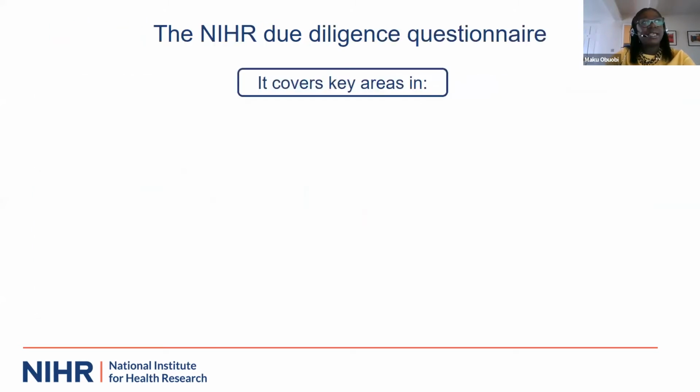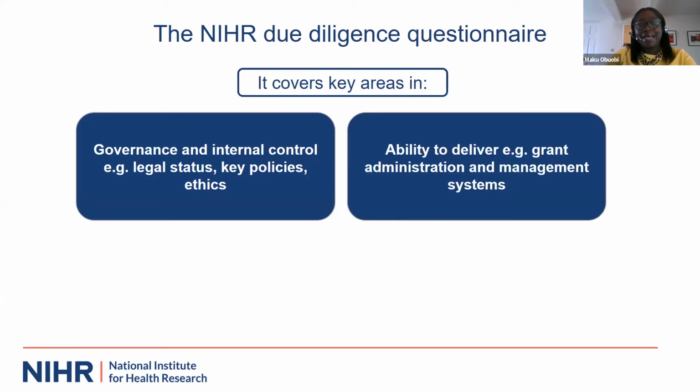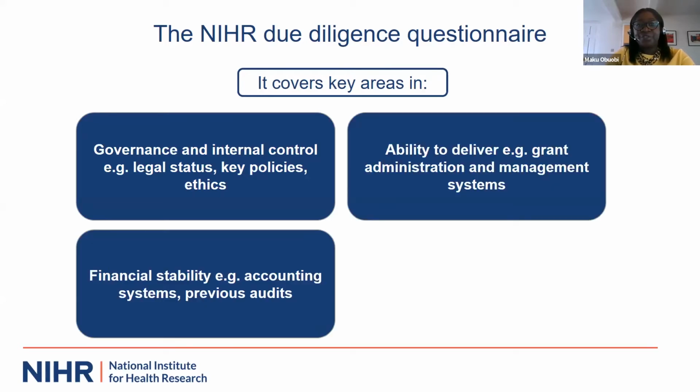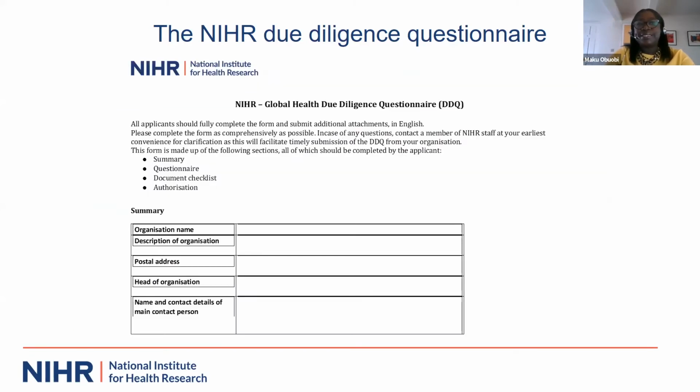Okay, so the NIHR due diligence process is divided into four key areas. These are governance and internal control, ability to deliver, financial stability, and contract management, subcontract management, sorry. So this slide is just the first page of the NIHR due diligence questionnaire, with which some of you may be familiar.